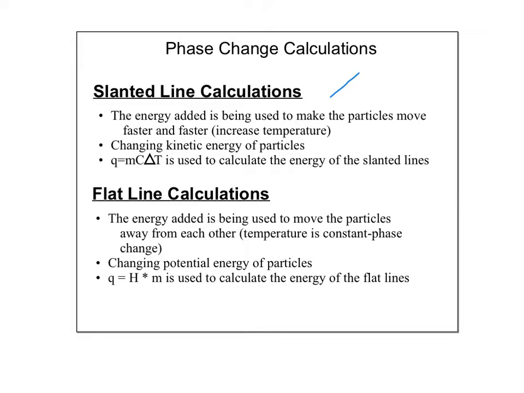And then the flat lines, that's where our phase changes are. Oops, that's not really flat. Pretend that's flat. Our flat line calculations, that's where the phase changes are occurring: melting, freezing, boiling, condensing. We're putting in energy, but it's being used to move the position, or rip those particles away from each other, or bring them closer together if we're going the other way. Temperature is not changing here, but we change the potential energy, the position energy. So to solve for the amount of energy for those phase change lines, we're going to use Q, which is our energy, equals H times the mass.